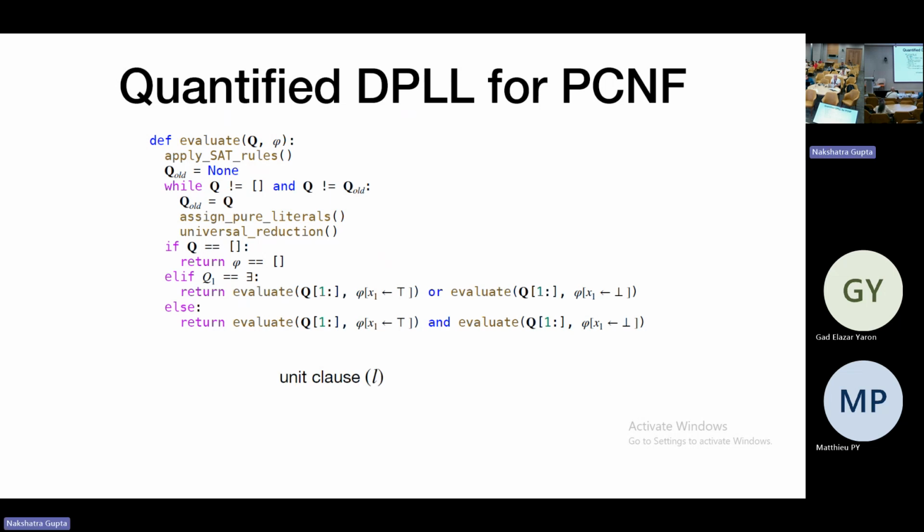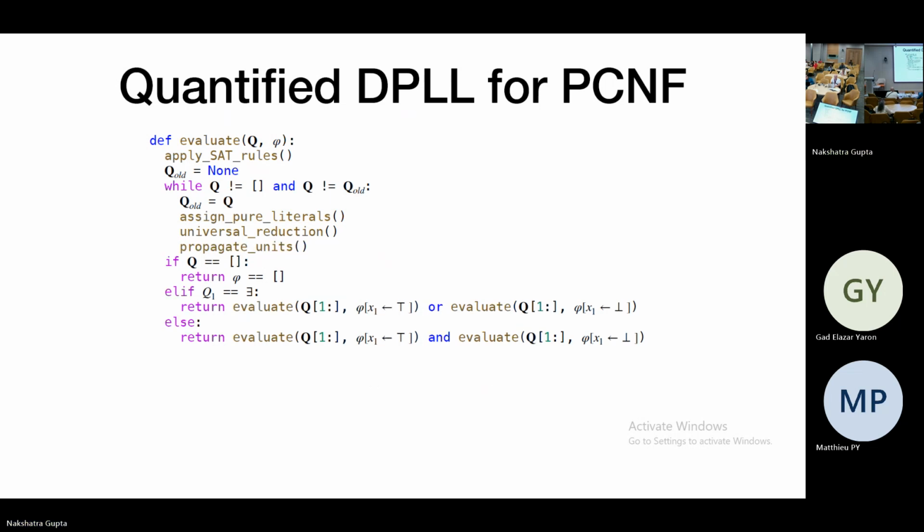Okay, and finally, the most important thing in SAT, unit clauses. Well, we can also use that in QBF, right? If I have a clause that contains only one existentially quantified literal, then we have to assign that true. Otherwise, the matrix will be falsified. And that can lead to further simplification. Yeah, and I think that's the QDPLL algorithm as it was initially defined.